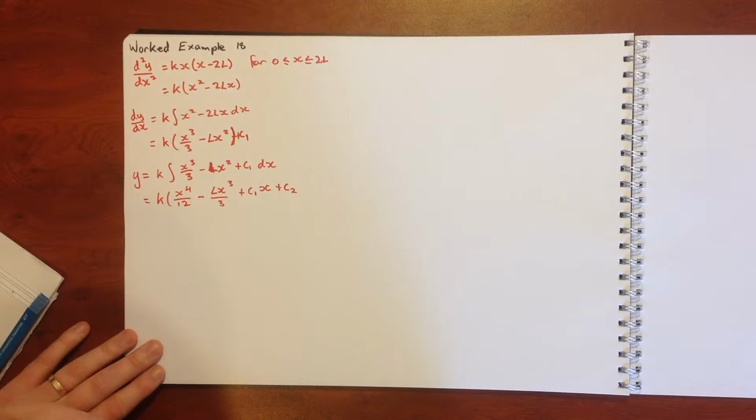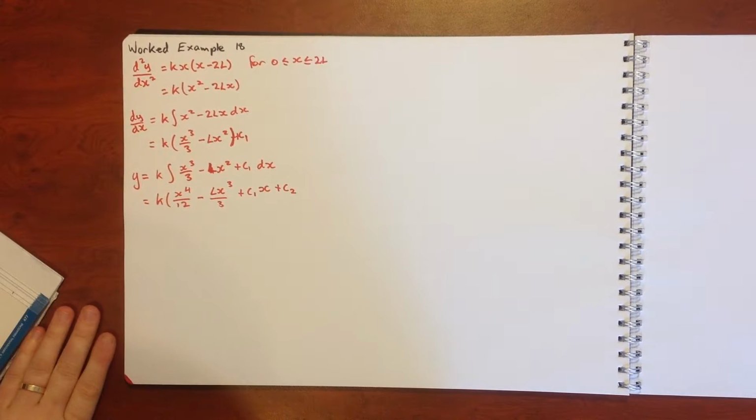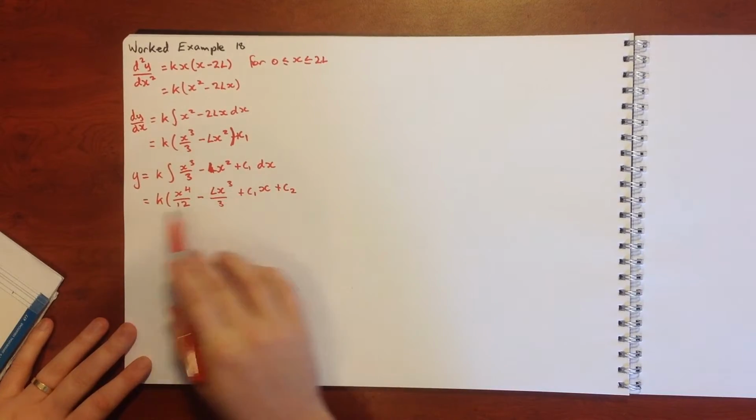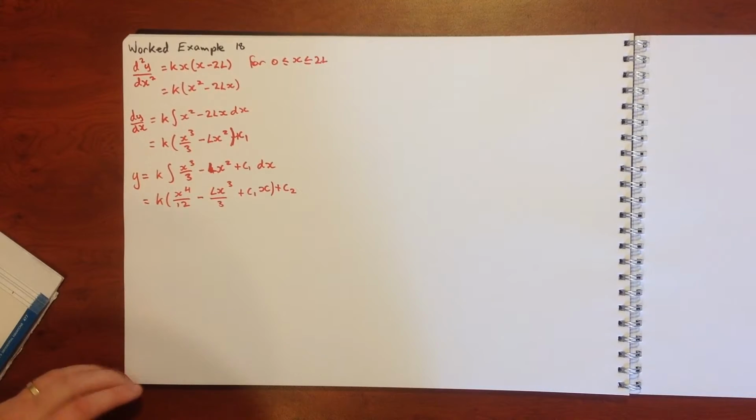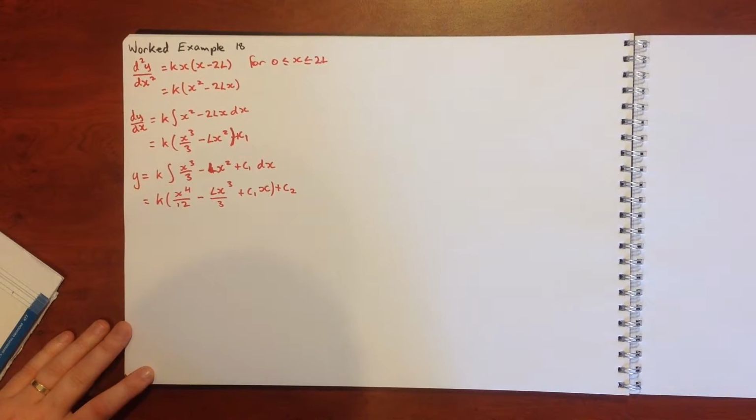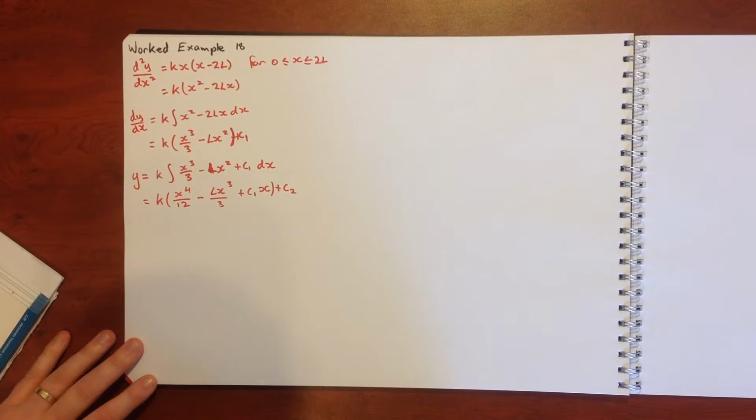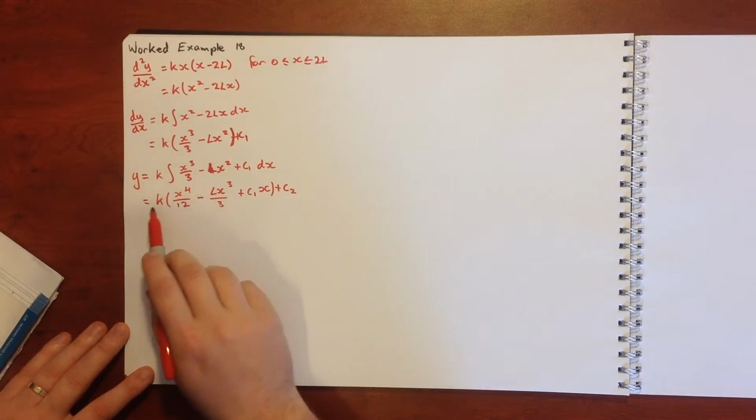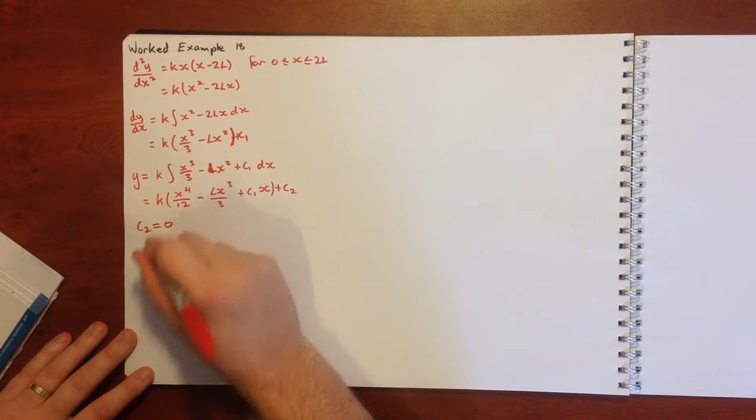Okay. So what we can do is we're going to end up having to set up some simultaneous equations. We know with our second constant of integration, we can use when x equals 0 and y equals 0, because our beam is fixed at each end. So when we do that, we can see straight away everything cancels out, so C2 equals 0.